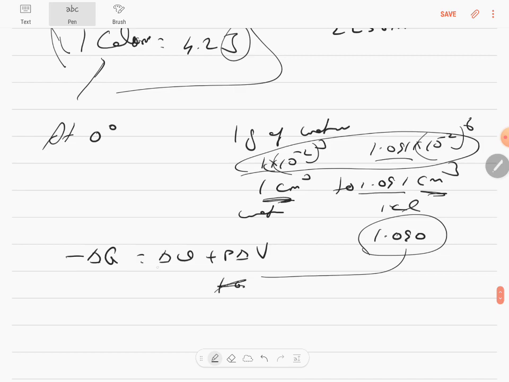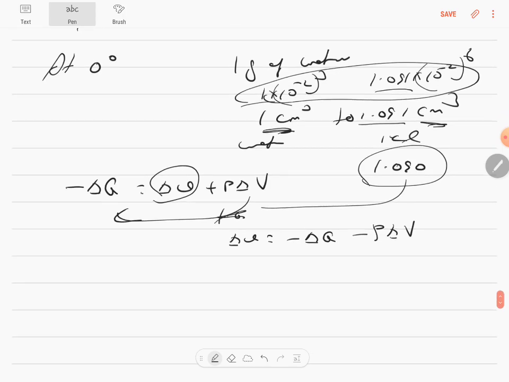Okay, you are finding delta U, so this will go to that side. So delta U thus will become minus delta Q minus P into delta V. Correct? And you can find the answer. The answer has to be negative. No wonder both of them are.